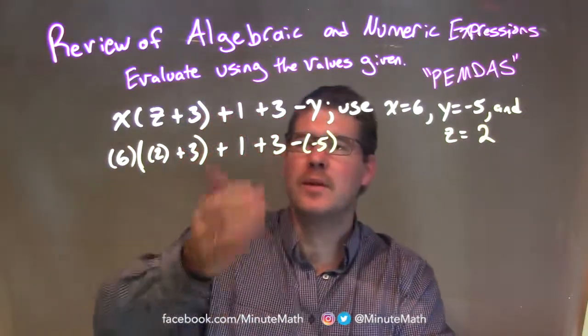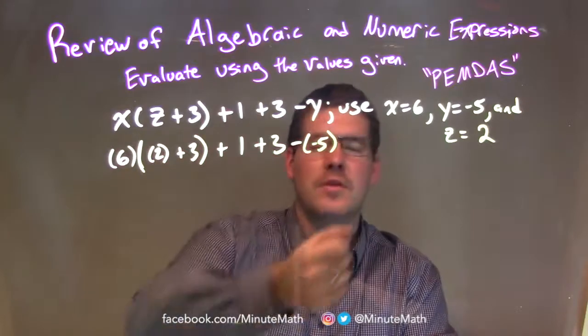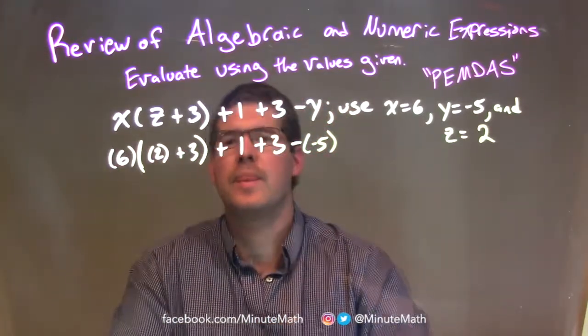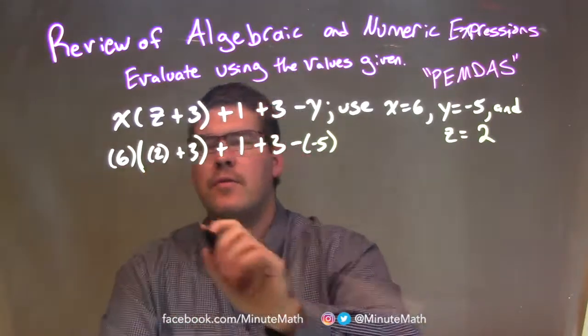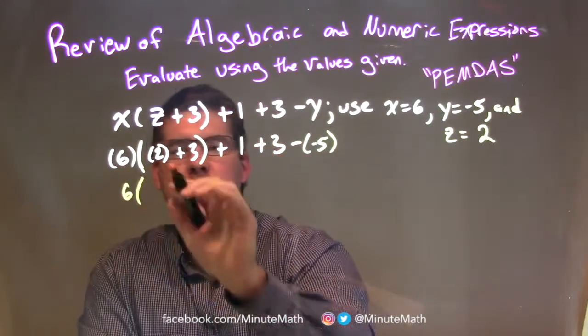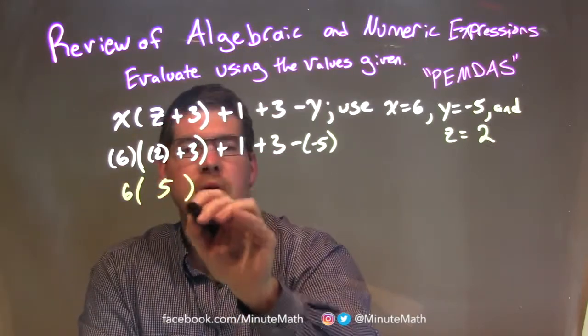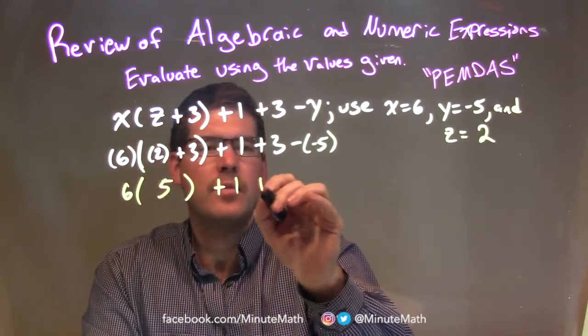So now I've eliminated all of my variables by substituting a corresponding number for each one. So now it's time to simplify. Well, inside my parentheses, I have to deal with that first. So the 6 stays on the outside here, and I have the 2 plus 3. 2 plus 3 comes out to be a 5. Then we have plus 1 down and a plus 3.